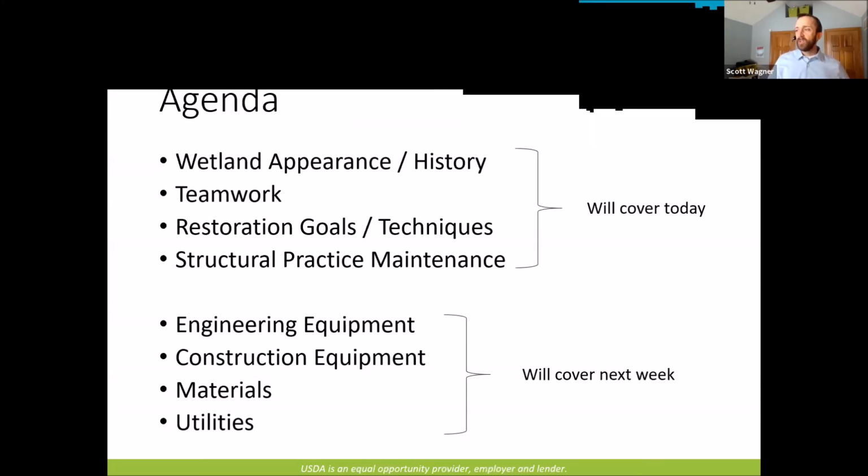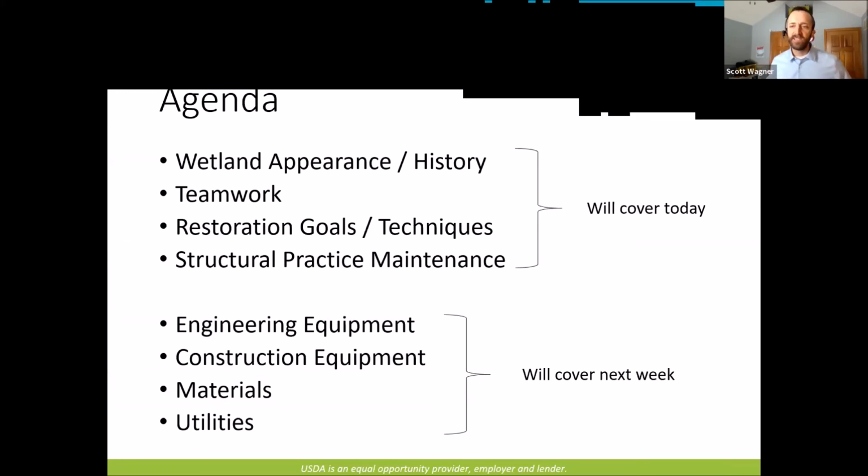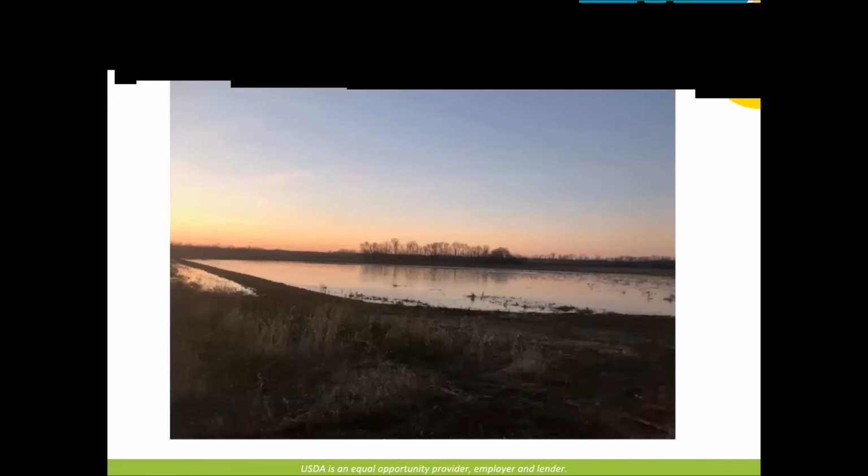So the agenda today, quickly, I broke it up into two sections because I like to get long-winded about different restoration goals and techniques. So hopefully, we'll cover a brief history and then talk a little bit about the teamwork, like you're learning today. The agenda, so we'll just dive straight in.